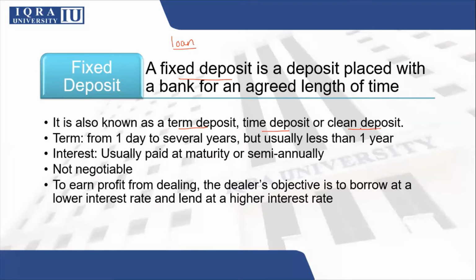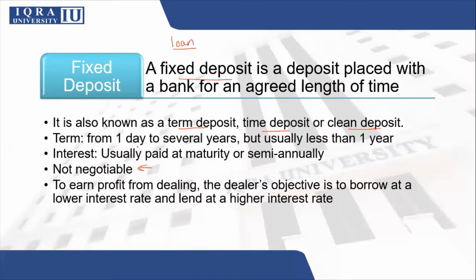One very important characteristic of a fixed deposit is that it is not negotiable. That means that you cannot sell it to somebody else if you require the money before the fixed deposit matures. You will then have to break the deposit with the bank, and for that a penalty will be charged. So again, you cannot sell this fixed deposit to anybody else if you require urgent money.